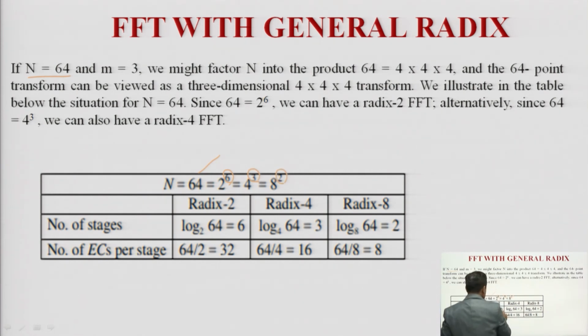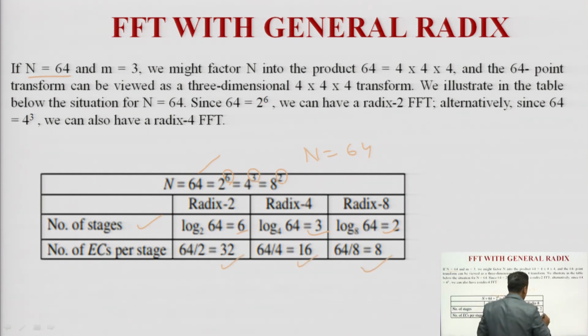And this is the number of stages. In radix 2 it will be 6 if N is equal to 64, in radix 4 it will be 3, and in radix 8 it will be 2. Similarly, the number of butterflies per stage you require: under radix 2 it will be 32, radix 4 it will be 16, and then it will be 8. So, for the same number of sequences you can use different radix also. That is also an advantage of this.